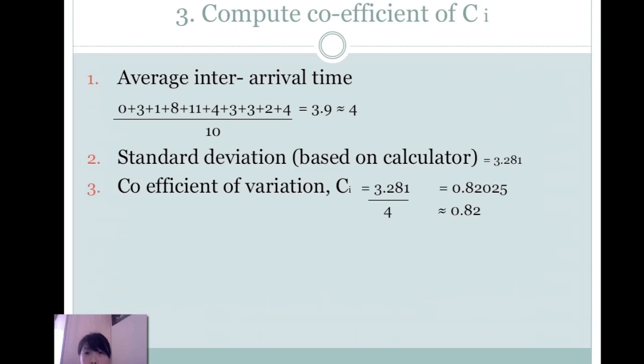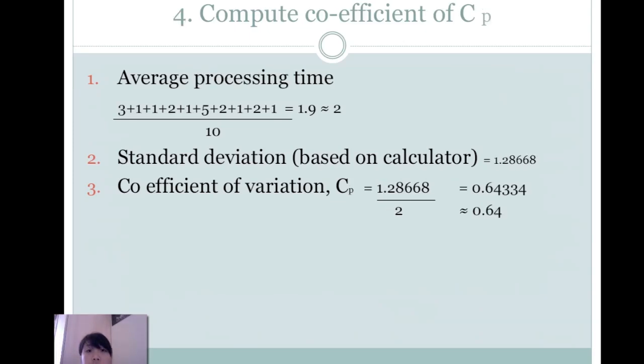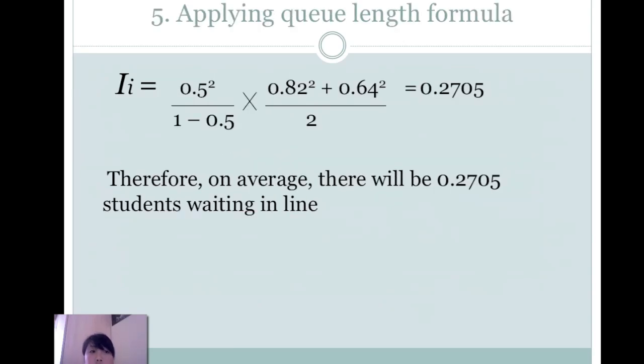Next, for the Q-length formula, we have to proceed to calculate the coefficient of inter-arrival time. First of all, we compute the average, which we have done earlier, which is 4, and then obtain the standard deviation based on the calculator, which is 3.281. For the coefficient, you take the standard deviation divided by the average. In this case, we have 0.82 for the coefficient of inter-arrival, and similarly for the coefficient of processing time, we have 0.64. With that, we apply the Q-length formula to find the input inventory.